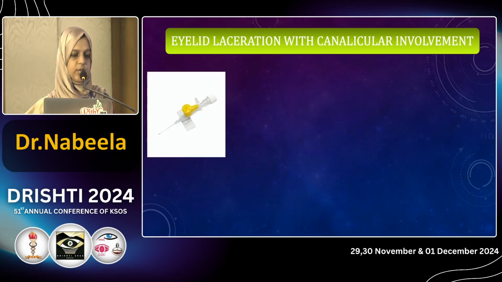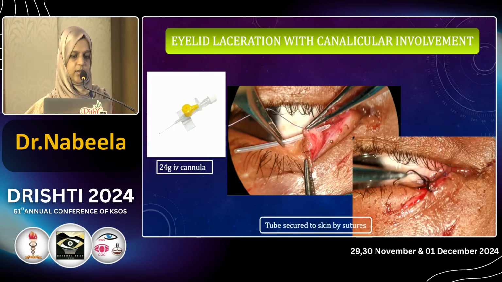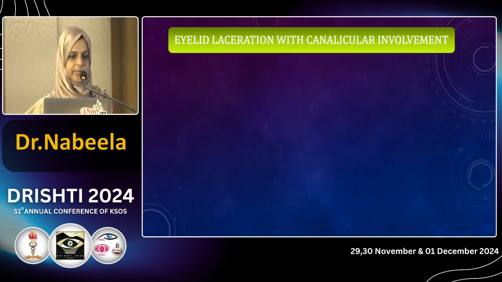You can even use our usual IV cannulas, 24 gauge and 22 gauge, where the Teflon sleeve is used as a canalicular stent. Just that you have to secure the tube to the skin by the sutures. But the extrusion rate is high and patients may get inflammation.